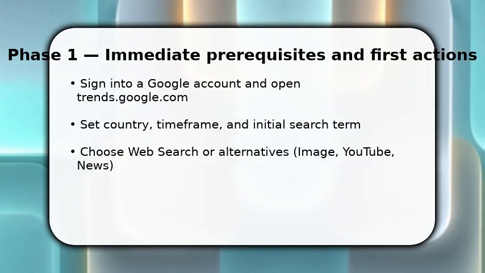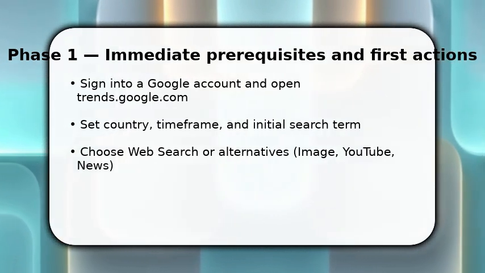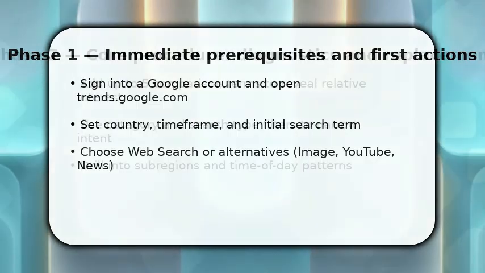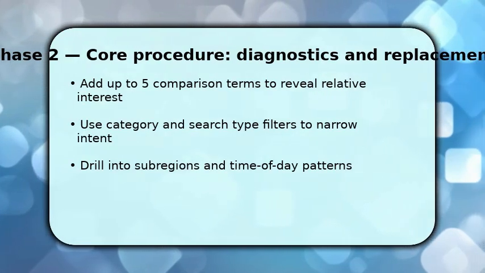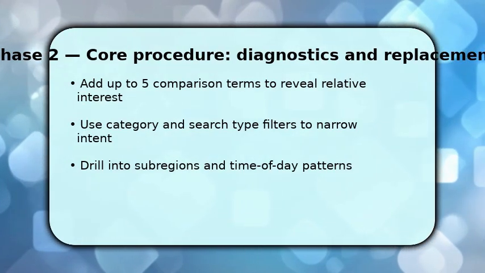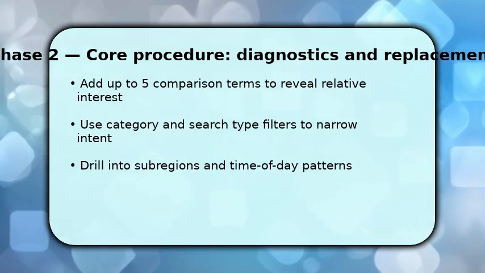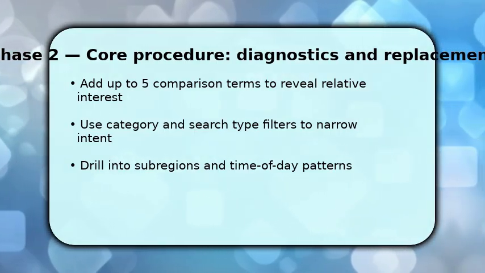Now refine your query. Add comparison terms to see relative interest. This shows which keywords win in each region. Use the category and search type filters to isolate intent. For example, selecting shopping filters commercial searches.